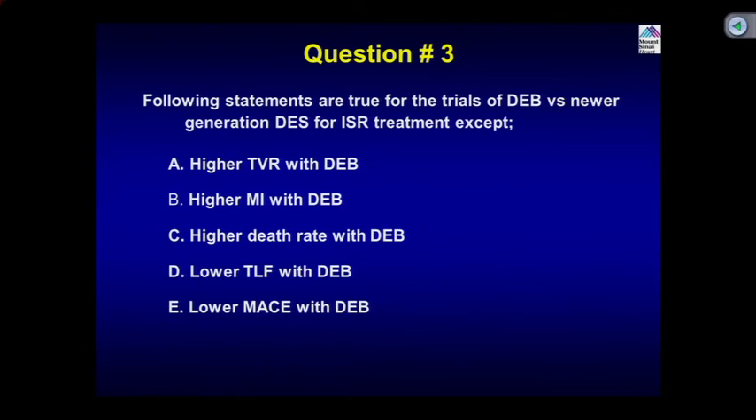And the last question of the day is, the following statements are true for the trials of DEB versus newer generation DES for ISR treatment, except that: higher TVR with the drug-eluting balloon, higher MI with drug-eluting balloon, higher death rate with drug-eluting balloon, lower TLF with drug-eluting balloon, or lower MACE with drug-eluting balloon. With that note, we conclude our today's webcast.